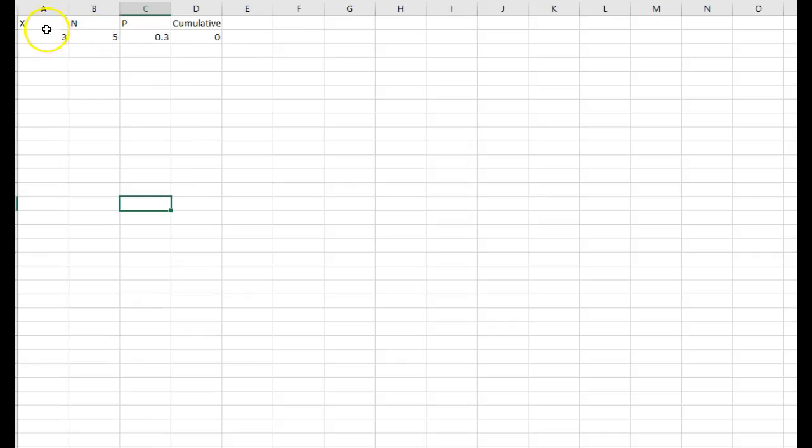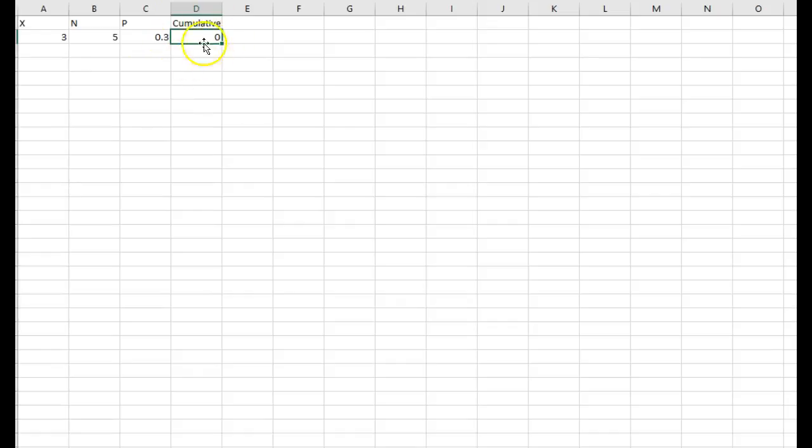And I put in a column. I made a column for my x value. I made a column for my number of trials n, for my p-value. And then I just put this column in for cumulative. Basically, when you do the Excel formula, it's going to ask you, do you want to know the probability of that value or the probability all the way up to that value? And that'll become more apparent how we're going to use it here in a second.